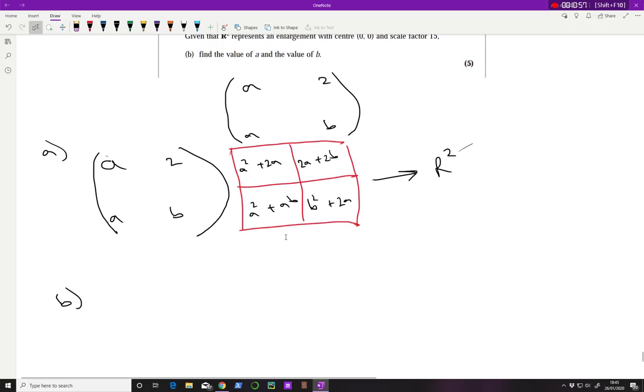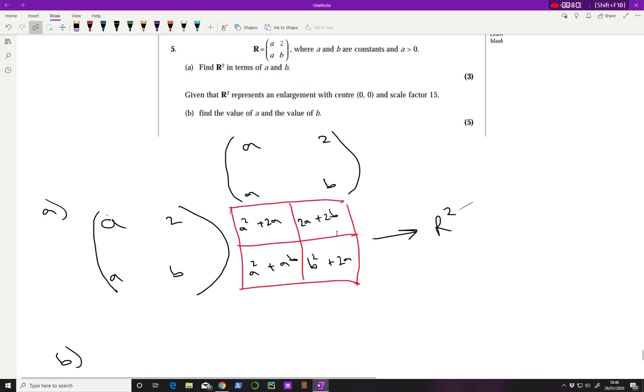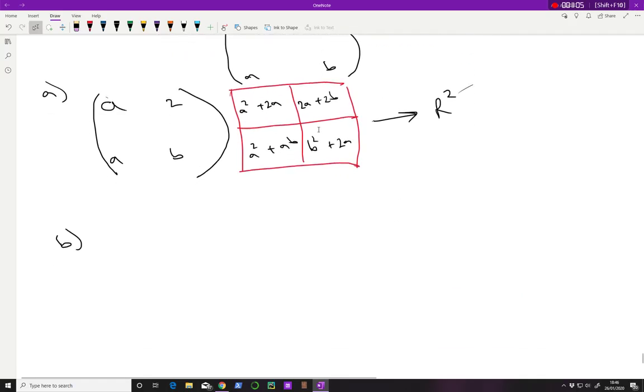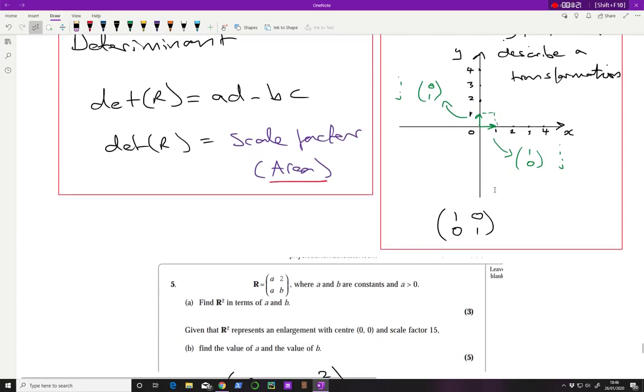How will we describe what this enlargement is doing? Well, we can use images. We're also going to use images to find out what the values of A and B are. So, as I wrote up here, I have two images, my X image and my Y image. And these form the unit square of area 1, okay? Because 1 times 1 is 1. And again, it's very important that I said that because it relates back to the determinant, scale factor, area.